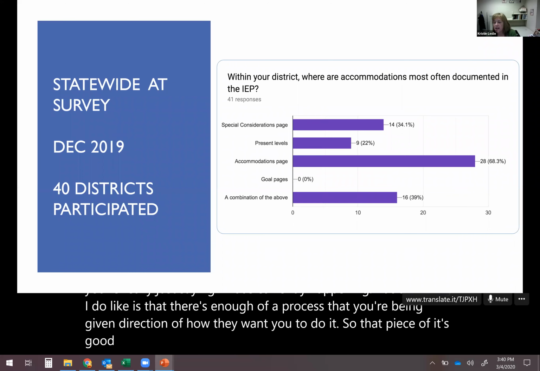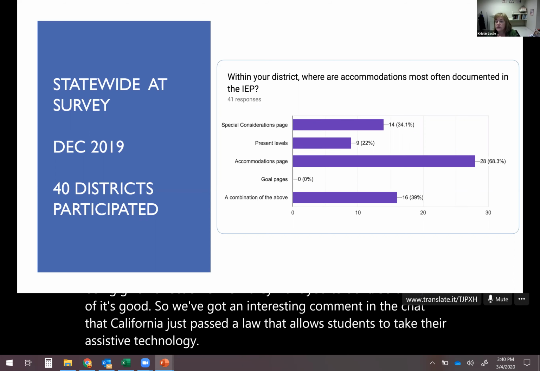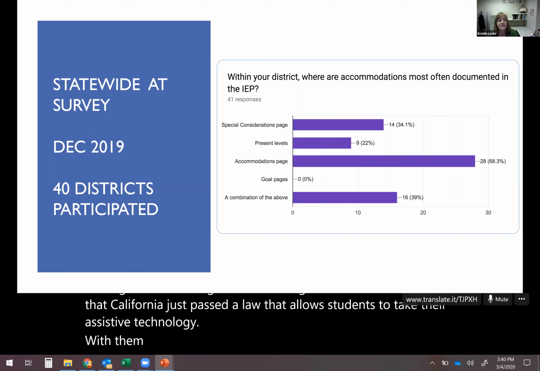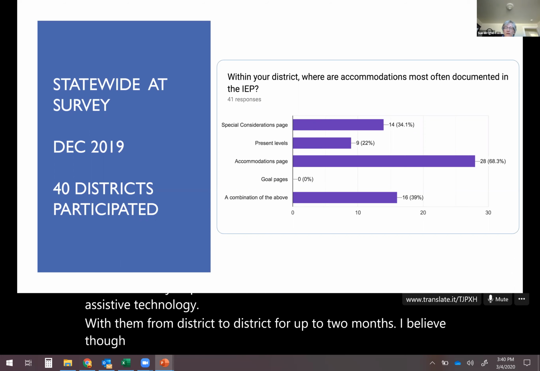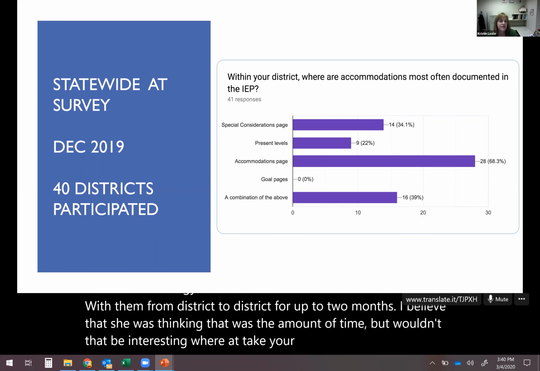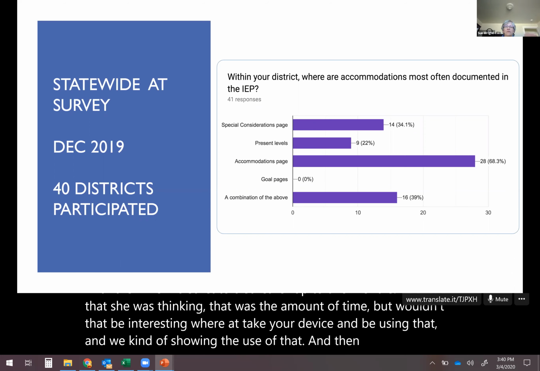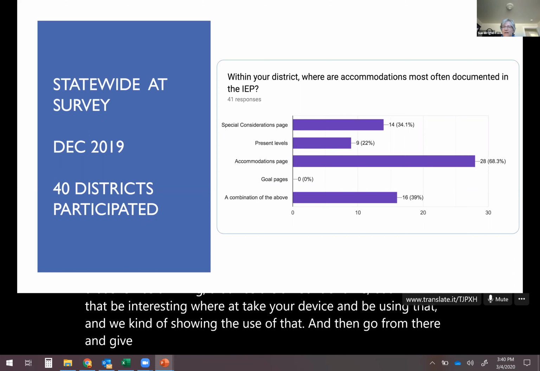So we've got an interesting comment in the chat that California just passed a law that allows students to take their assistive technology with them from district to district for up to 2 months. I believe that she was thinking that was the amount of time. But wouldn't that be interesting, where you take your device and be using that and be kind of showing the use of that and then go from there, and give the other district time to get it if they need to.